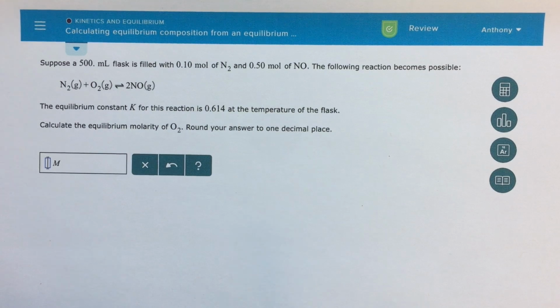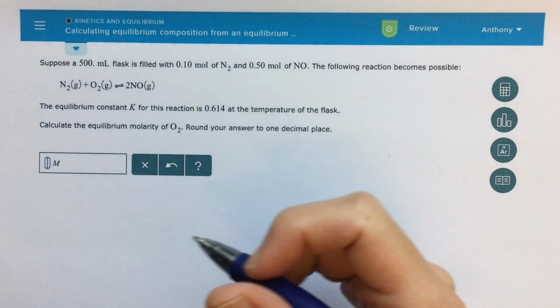If you are familiar with these types of problems and you've been working with ICE tables, you know that a lot of times we can treat the x value sort of as negligible, but in this case we can't, and that's what makes this one a little bit more challenging. So let's go ahead and get into this, and I'll walk through the steps and how we sort of know that.